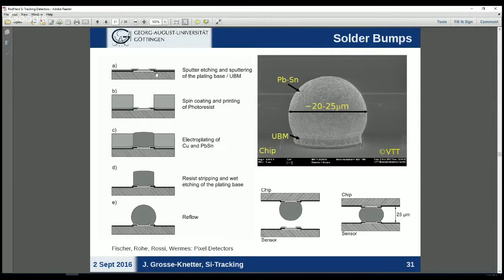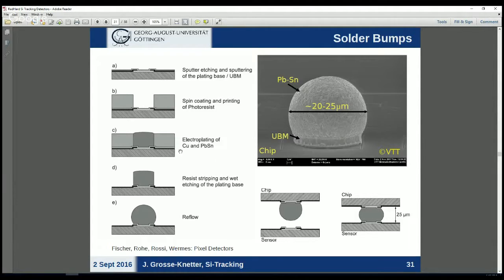Then the same technique that you already saw for the sensor production: you apply a photoresist with a mask that illuminates, and you etch the photoresist in the places where you want to create the electrical connection. So that creates photoresist, that's this gray area here, and a gap in between right on top of the electrode.